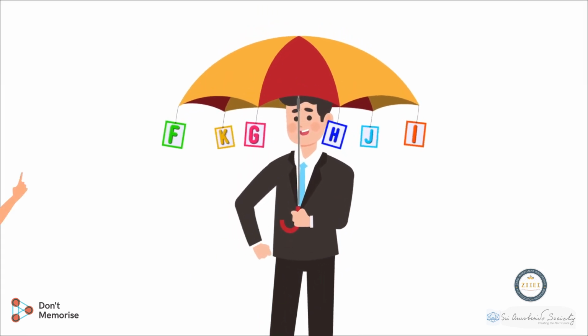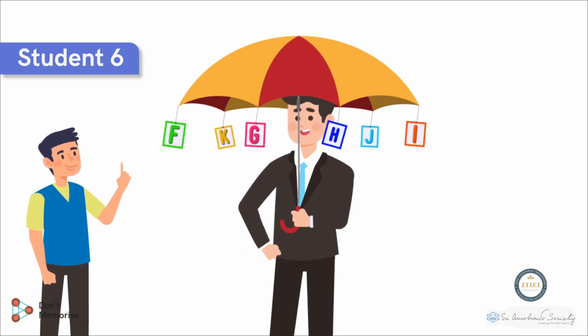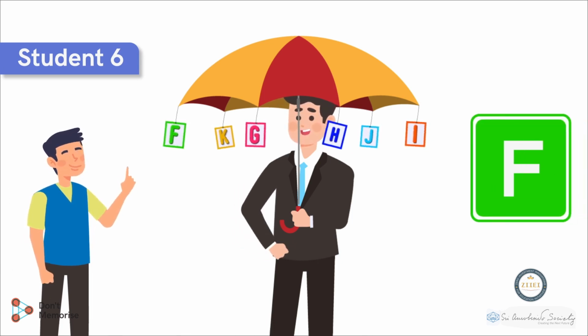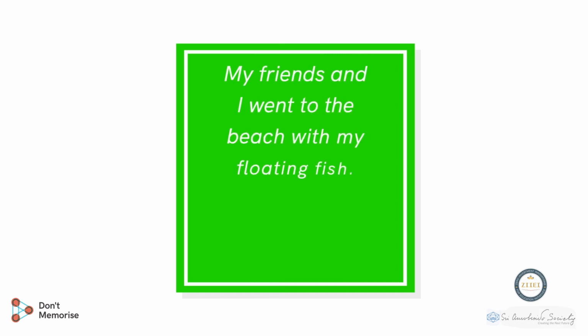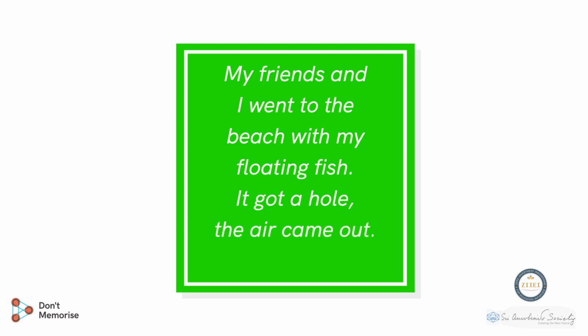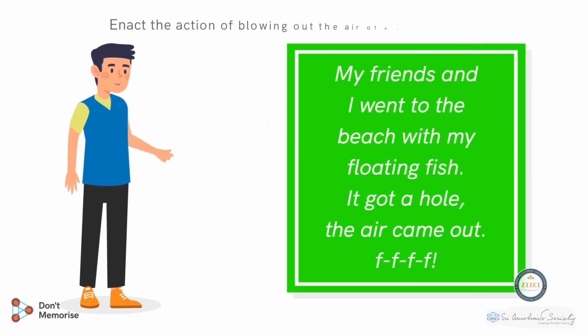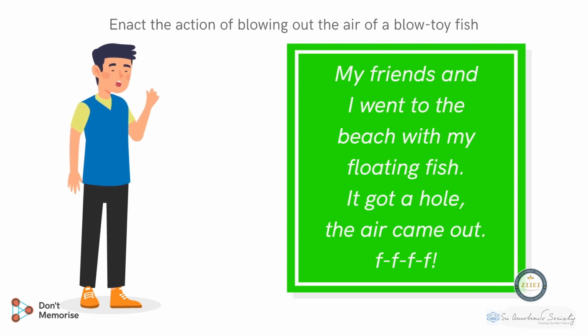Now, ask student 6 to read the next letter, which is F. The song for the letter F is: My friends and I went to the beach with my floating fish. It got a hole, the air came out. F, F, F, F. Enact the action of holding a blowfish toy and pretend to blow air out of it.